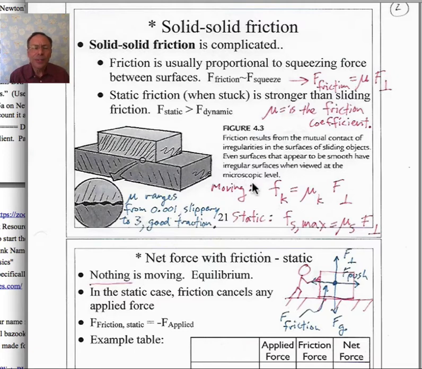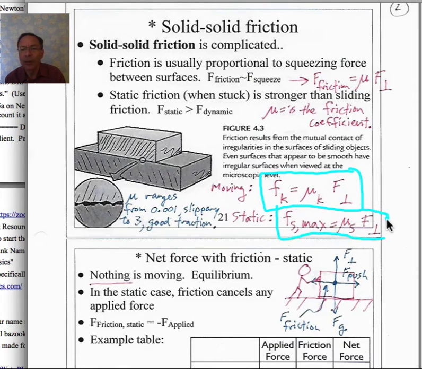Now, as I mentioned a little while ago, there's friction in the moving case, the kinetic friction, and there's the friction when things are not moving. And so I'm going to write the formula that we just saw. This formula gets written twice, basically. We write it once for the moving case, the kinetic case: F sub k, k for kinetic, equals mu sub k, the kinetic friction coefficient, times the normal force. And then in the static case, the static friction is equal to the static friction coefficient times the normal force. So we have two versions of the friction formula.